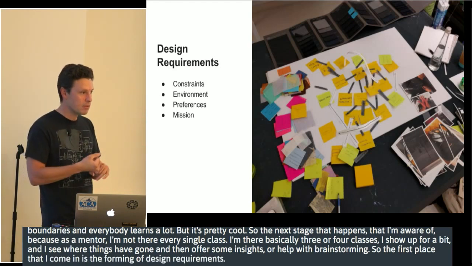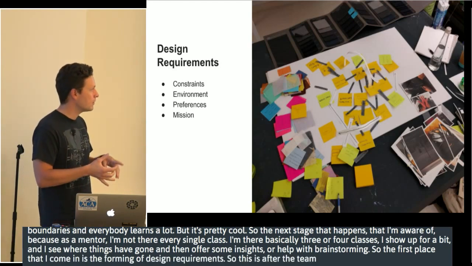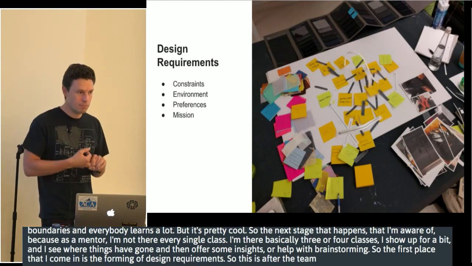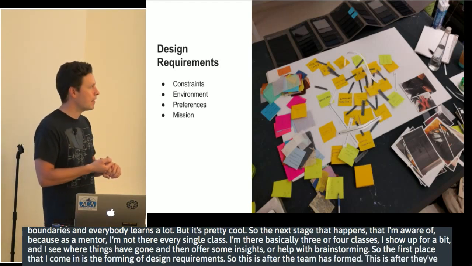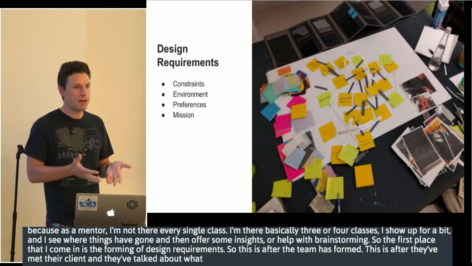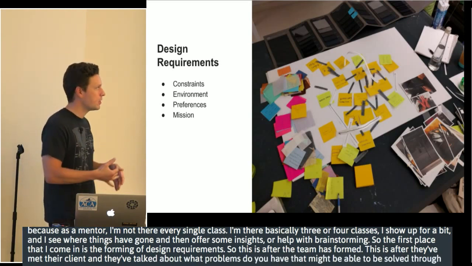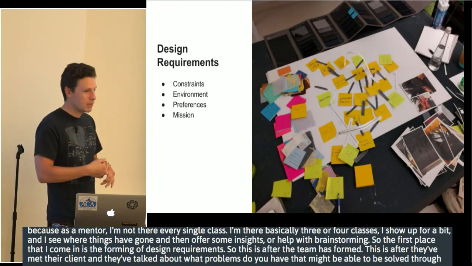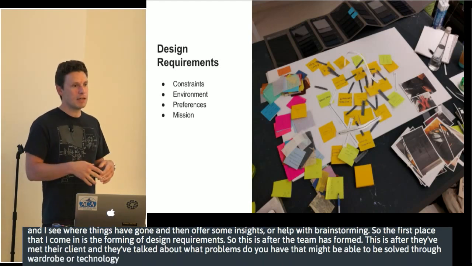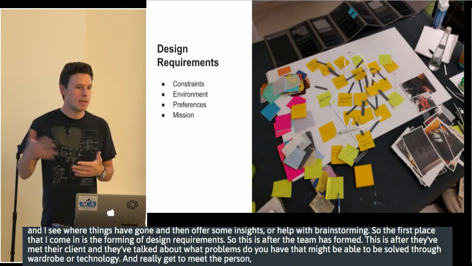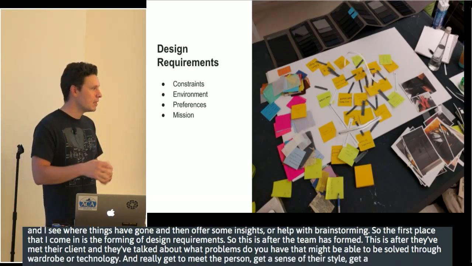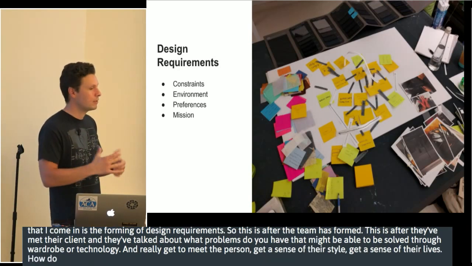So this is after the team has formed. This is after they've met their client and they've talked about, what problems do you have that might be able to be solved through wardrobe or technology, and really get to meet the person and get a sense of their style and get a sense of their lives. How do they interact? How do they move around the city? What's their commute like? What do they like to do?